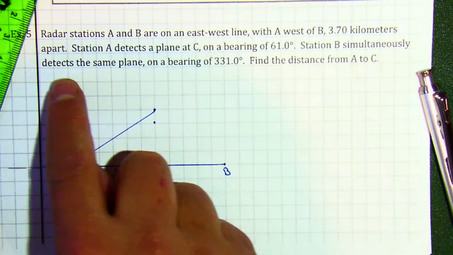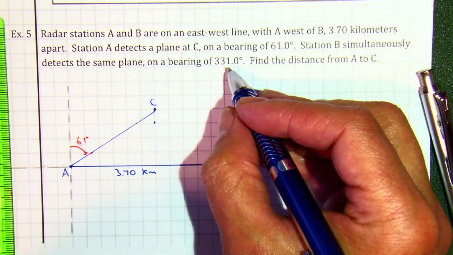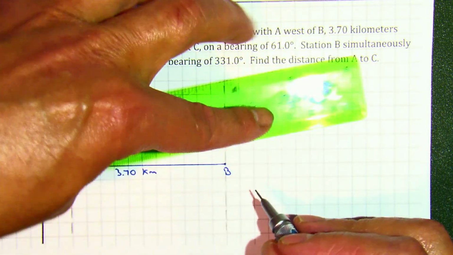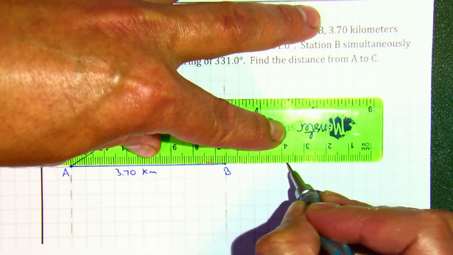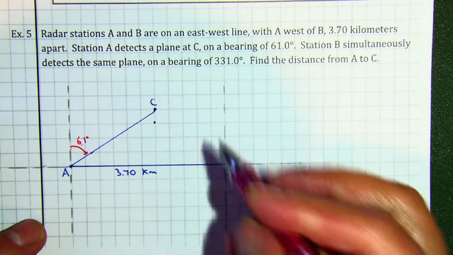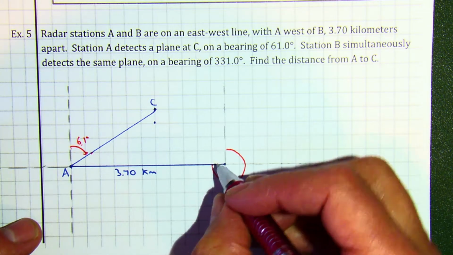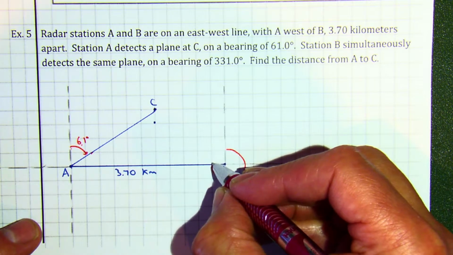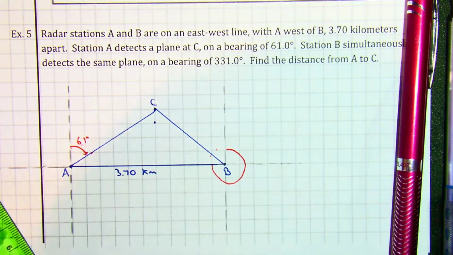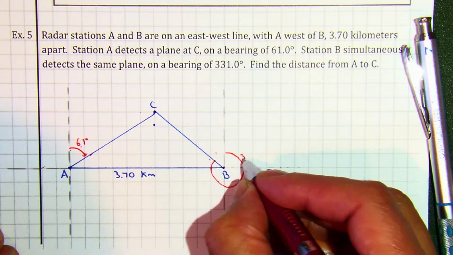Station B simultaneously detects the same plane, so therefore at point C, which is, this is point C, on a bearing of 331 degrees. So I'm going to place an X and Y axis at point B, and you want to make sure that you place your X and Y axis as a dashed line from the point of rotation. It'll be 331. I know that this is from the north towards the right. That is 90, 180, 270. How much more to get to 331? 61 degrees. So 30, 61. And I'm just going to force it to be to that point. So therefore, this is 331 degrees.